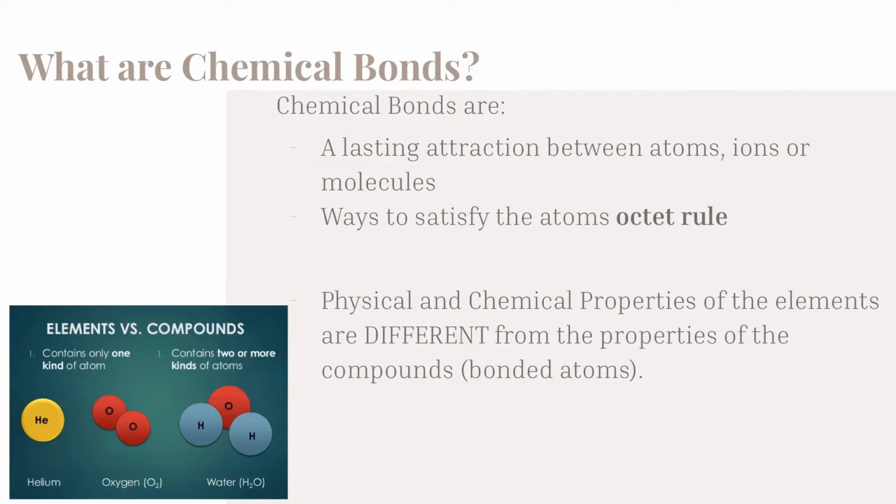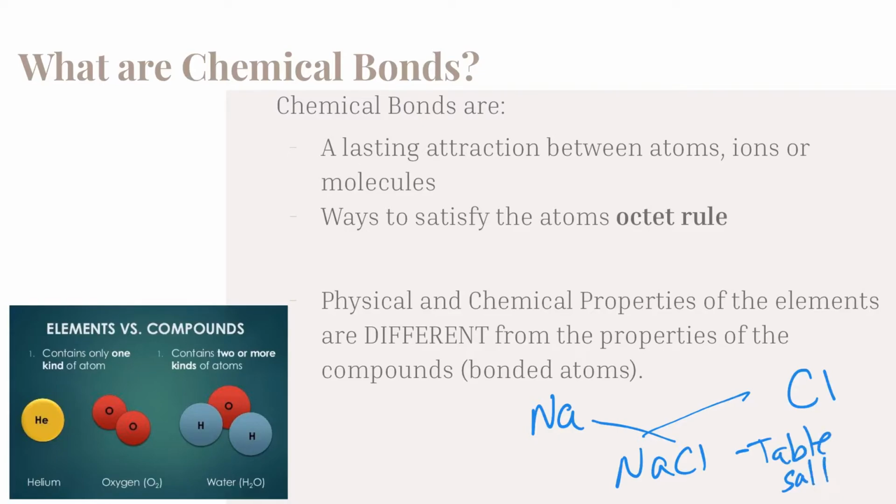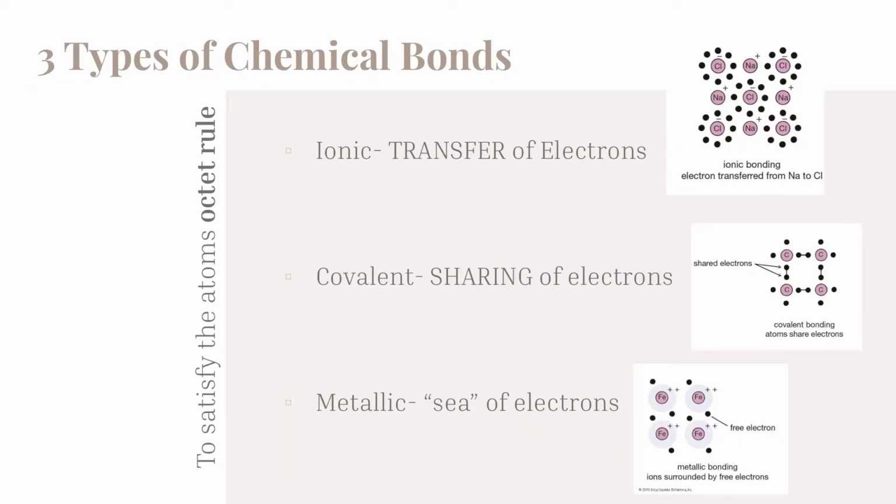So think about sodium. Sodium metal is highly reactive. It's explosive on contact with water. Chlorine, elemental chlorine, is a poisonous gas. Now, when they combine, you get NaCl, which is table salt. Table salt does not have the same properties as elemental sodium or elemental chlorine, and we use it on our food.